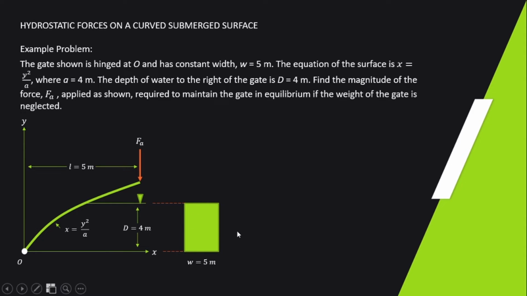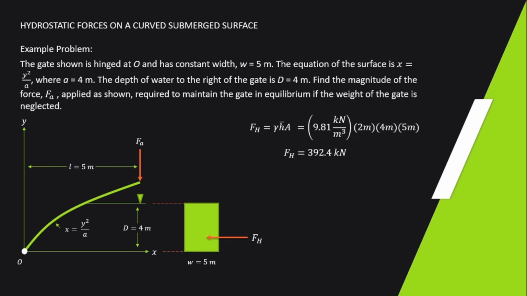To solve this, we have 3 ways. First, we can use the formula unit weight times h bar times area. Substitute: the unit weight of water is 9.81 kilonewton per cubic meter, times h bar, which is from the centroid of the plate to the water surface. That is 2 meters, half of 4. Times the area, 4 meters times 5 meters. Calculating, that is 392.4 kilonewtons.